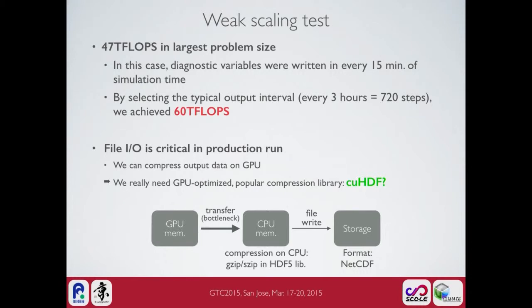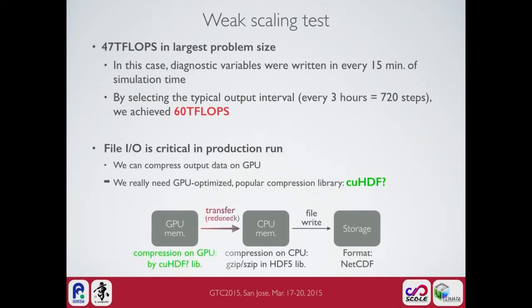So one of the solutions is data compression. We can compress output data, and we can compress output data on the GPU if possible. Many weather climate simulation applications output variables in the netCDF format with compression in the HDF5 library. In the current case, the compression is executed just before the file write on the CPU. And the uncompressed data is transferred from the GPU.